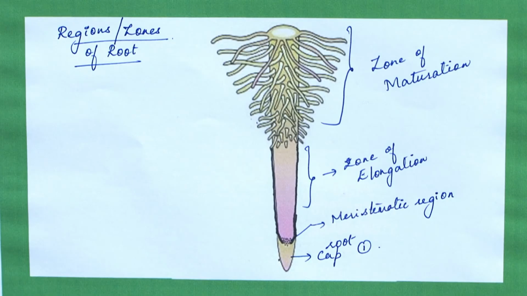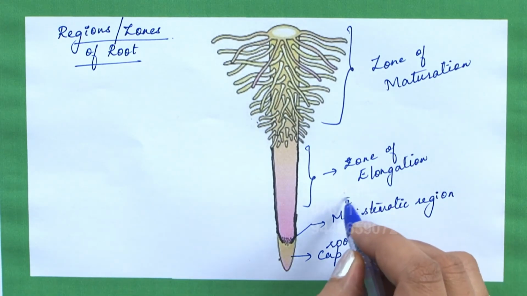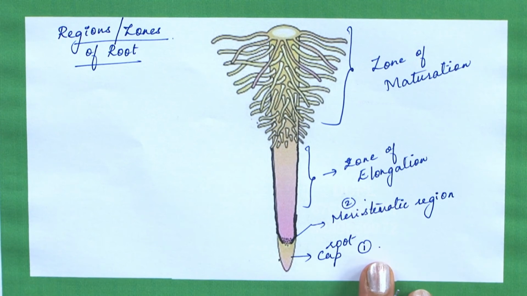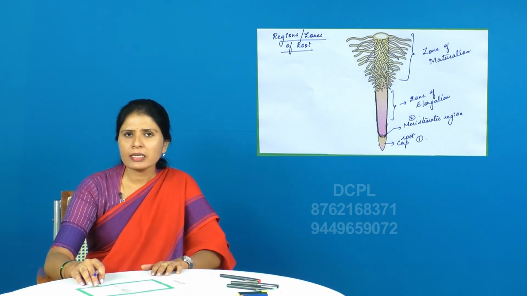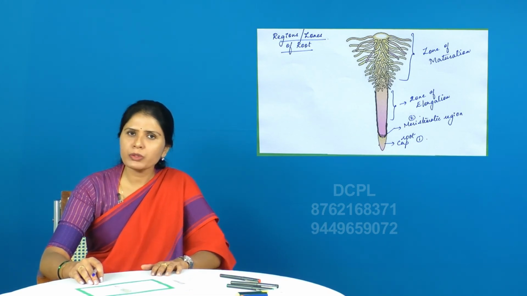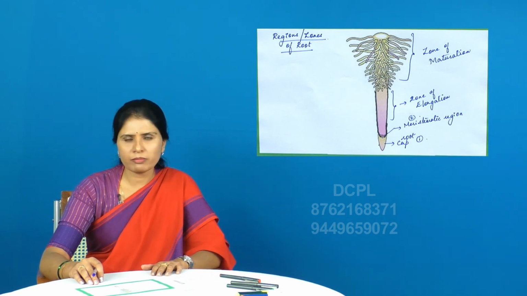Next to the root cap is the meristematic zone. As I told you, it is an important part of the root system. It consists of actively dividing meristematic cells. These meristematic cells add to the number of cells in the root. Next to the meristematic zone is the zone of elongation. The cells formed in the meristematic zone get elongated and add to the length of the root. The zone of elongation also helps in the absorption of nutrients and water from the soil.